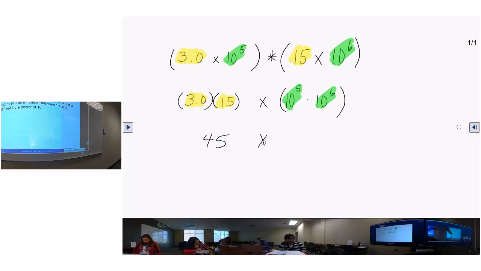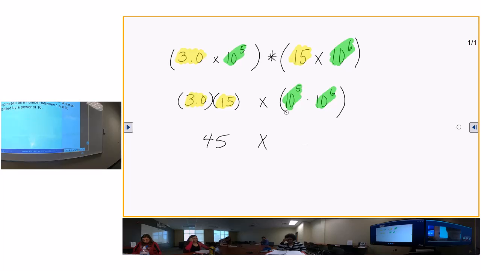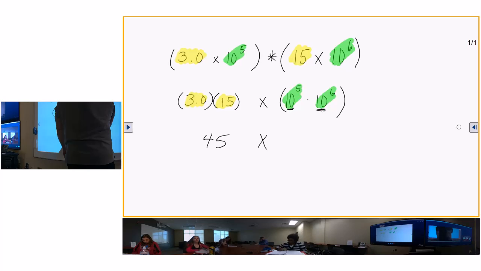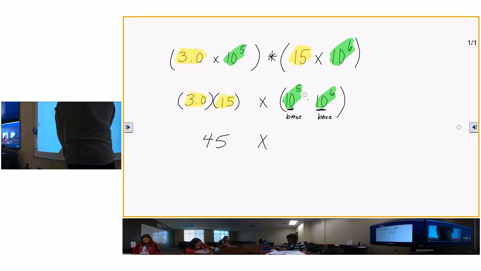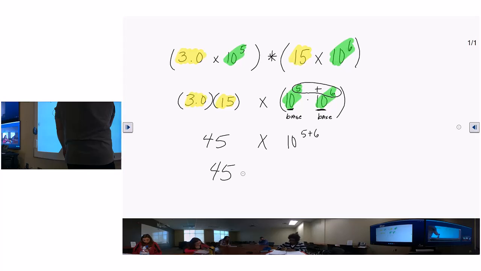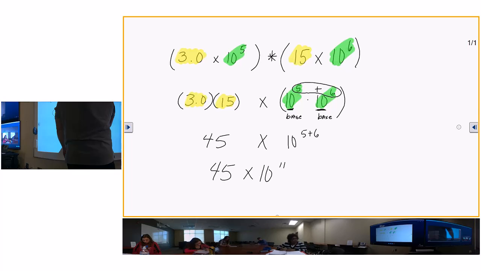45 times. What is significant about these two? You have the same base. When you have the same base and you are multiplying, what do you do to the exponents? You add them. So that would be 10 to the 5 plus 6. So now we've got 45 times 10 to the 11th power. Are we done? No, we're not done. Why?